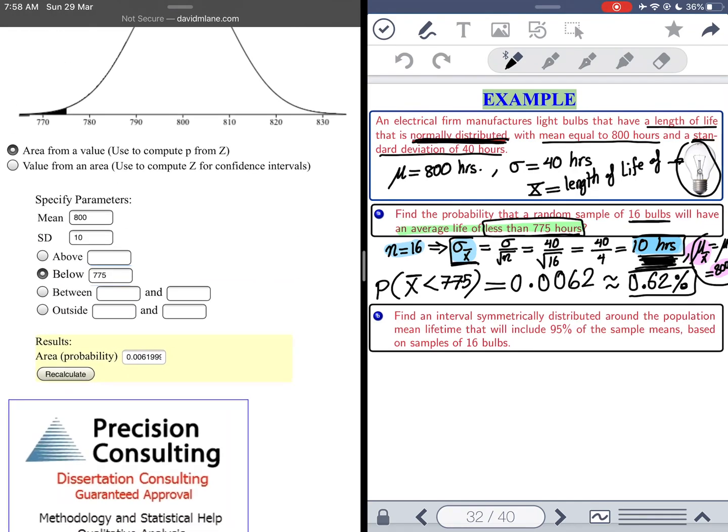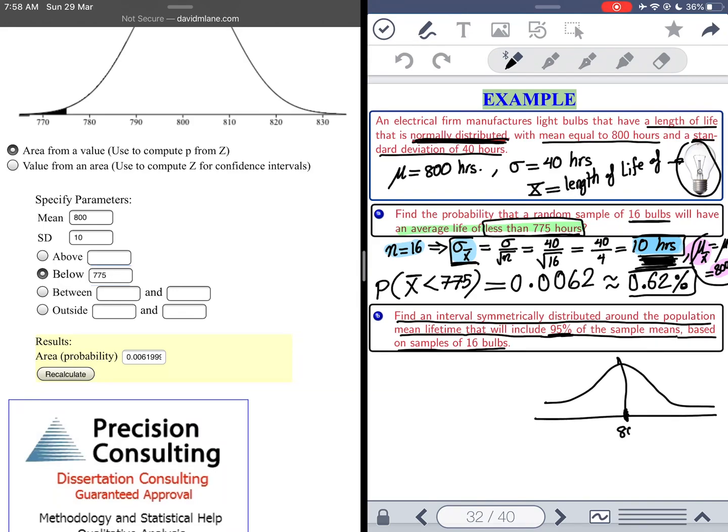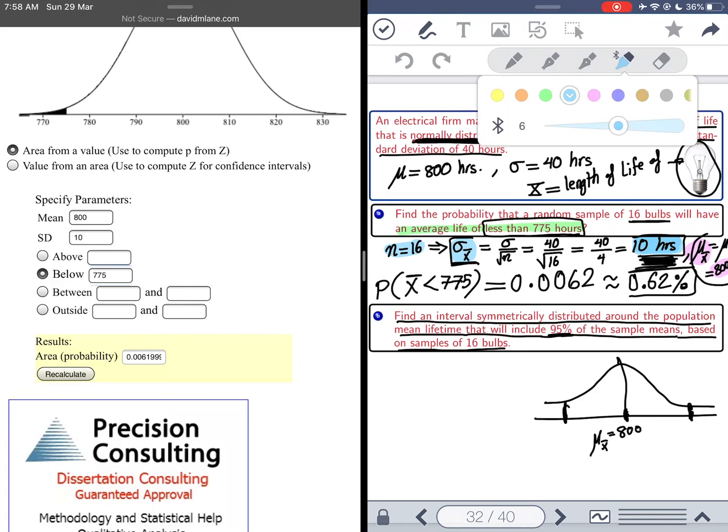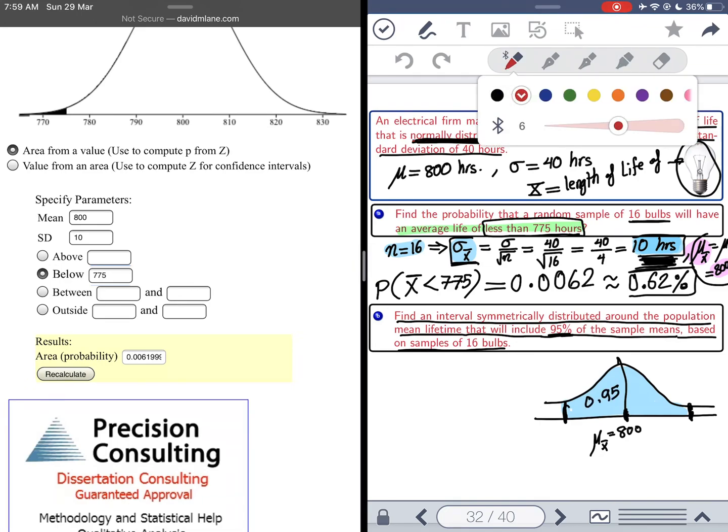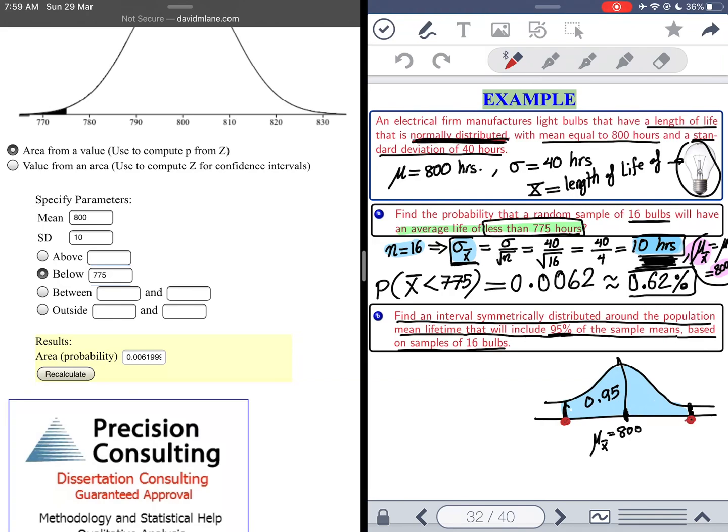Now the second question is: find an interval symmetrically distributed around the population mean lifetime that will include 95% of the sample means based on samples of 16 bulbs. So we're still using 16. The mean is here, the 800. This is mu x bar, and you want a 95% area. So you want to find the lower and the upper bounds here. You will assume that this area is 0.95, and you're asked to find the value here and the value here. You can call this lower x bar, and this is upper x bar.